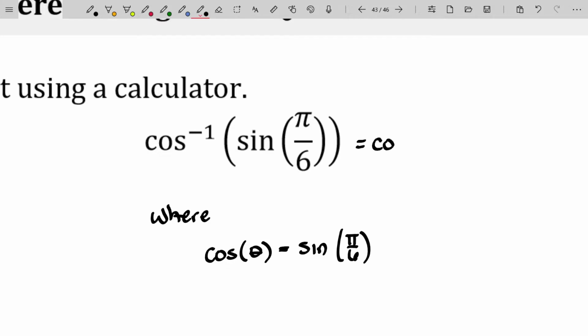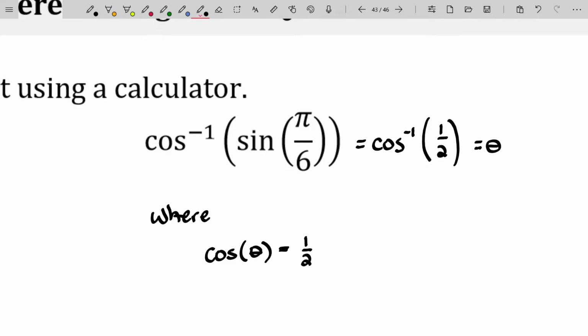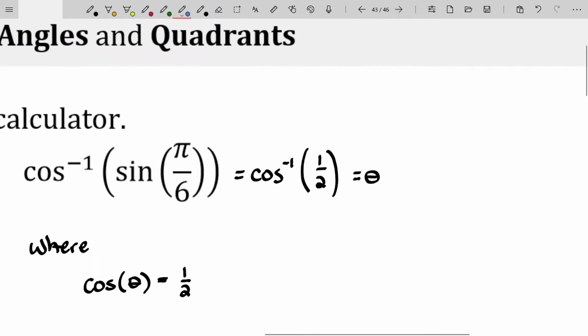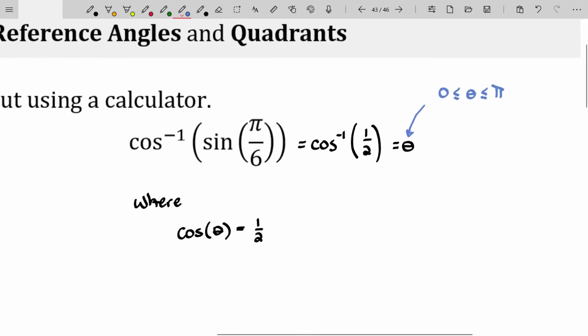This is the cosine inverse of sine of pi over 6, which is 1/2. And then I would look at my special triangles. Remember, this is an angle. That's what cosine inverse is going to return. So it returns an angle such that the cosine of the angle is 1/2. We know that the angle that the cosine inverse is going to return is between 0 and pi, and this is a positive ratio, so I know I'm in quadrant 1.